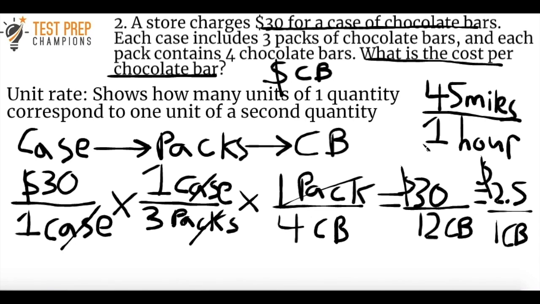So the key to this question is you just have to think about the units. You want to set up your calculation based off of these relationships. So when we see that each case has 3 packs of chocolate bars, we know that we can write this relationship right here. And right here we have 1 pack per 4 chocolate bars, so that just comes right out of our question. So you just have to set up these relationships in such a way that the units are all going to cancel out until you're left with dollars over chocolate bars, and that tells you your cost per one chocolate bar. So again, the unit rate shows you how many units of one quantity correspond to 1 unit of the second quantity. Here our first quantity is dollars, and we're looking at how many dollars correspond to 1 unit of chocolate bars, and that's about $2.5 per one chocolate bar.